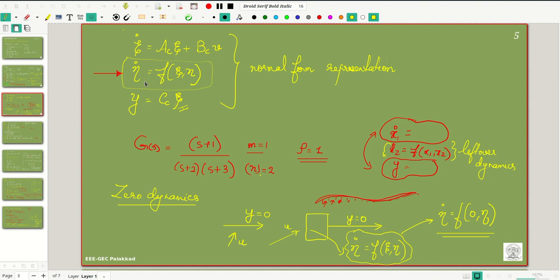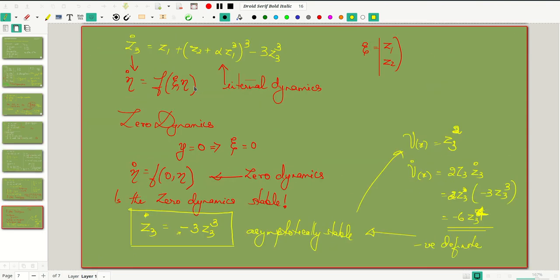And the internal dynamics is studied by putting the output continuously equal to 0. Okay. That means if the output is continuously equal to 0, what is the dynamics of the system? Even if the output is 0, there will be something internally which can go to unboundedness. That is what we call zero dynamics.